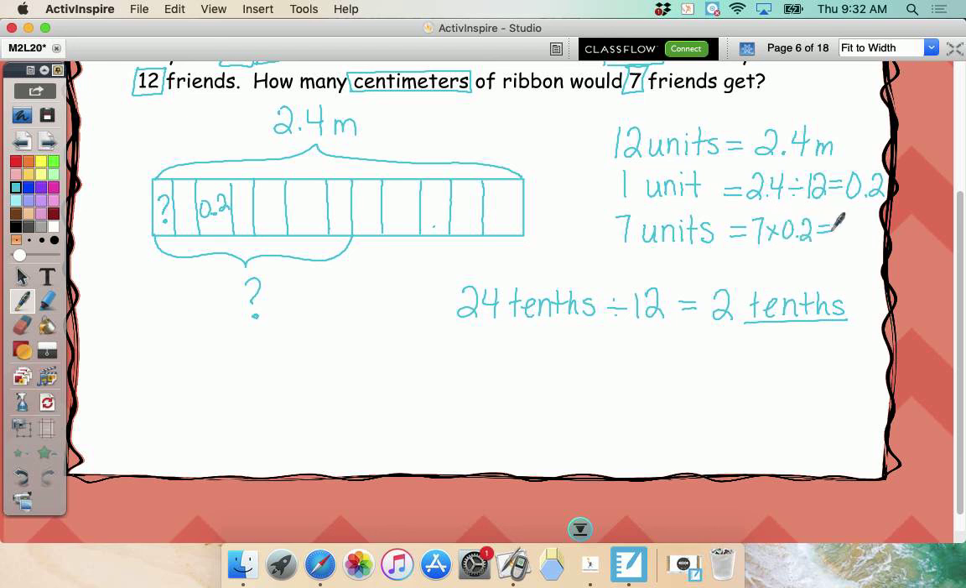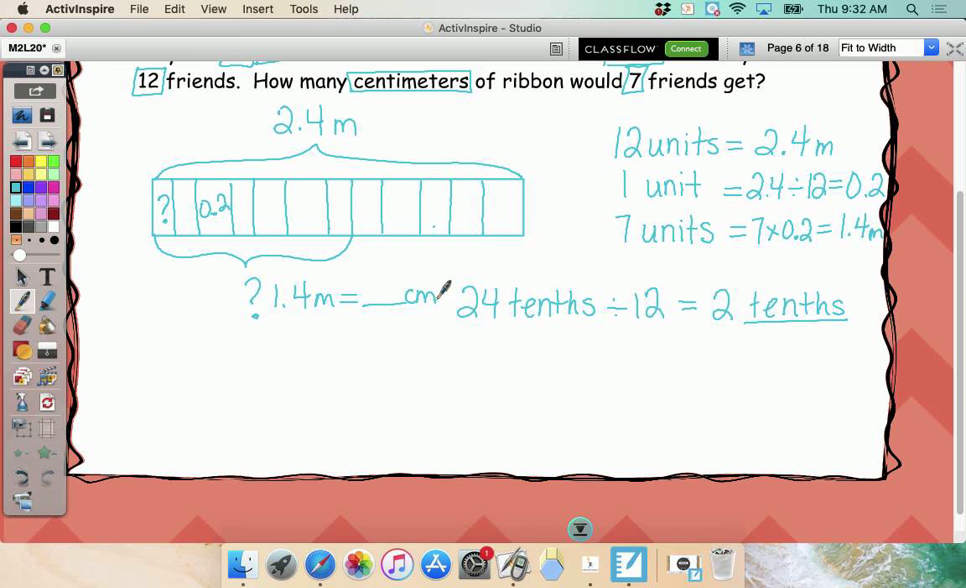2 tenths equals 14 tenths. How do I write that? 0.14. I mean, no, 1.4. Okay, stop and think before you answer. So now I've got 7 units would be 1.4 meters. Are you with me? What's the last thing I need to do? Yes, convert. So I have to convert 1.4 meters to what?